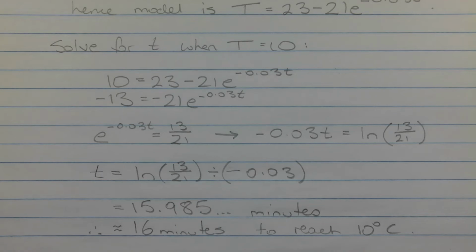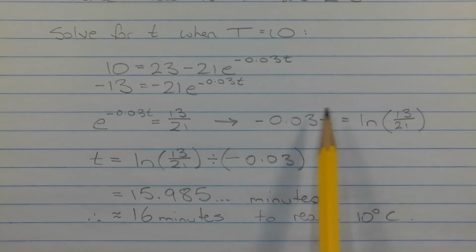Taking the natural logarithm of both sides, and that'll deal with this base e here, we get negative 0.03t is equal to ln of 13 over 21. Finally, we divide both sides of the equation by negative 0.03 to get t as the subject. So t is equal to ln of 13 over 21 divided by negative 0.03, and that evaluates to 15.985 and so on minutes, which rounds to 16 minutes, correct to the nearest minute, for the milk to reach 10 degrees Celsius.